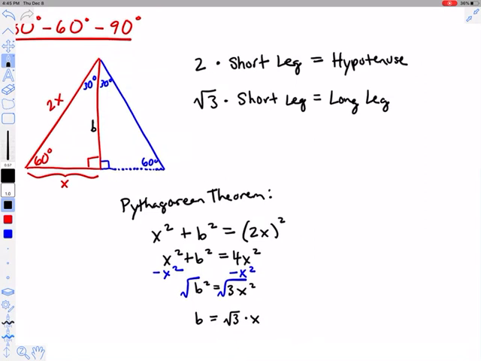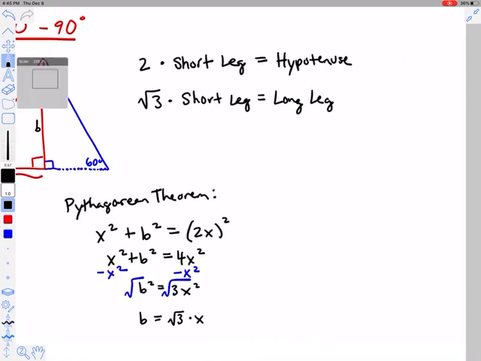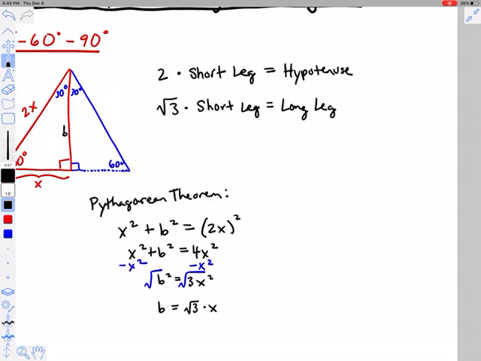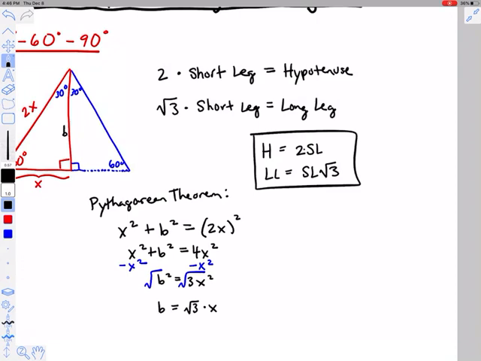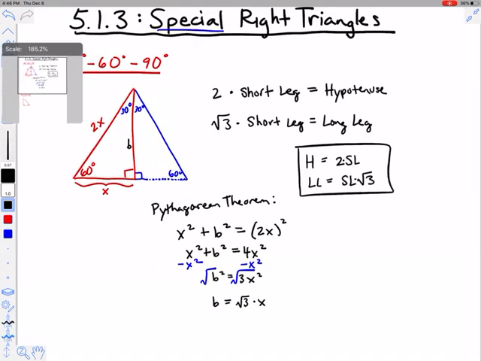So those are our formulas for 30, 60, 90. If you want to streamline this, I think I would usually write it like this: hypotenuse equals 2 times the short leg. Long leg equals short leg times radical 3. And those are our two formulas for 30, 60, 90.